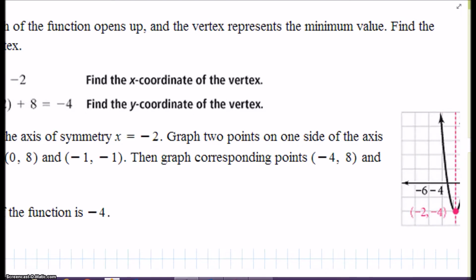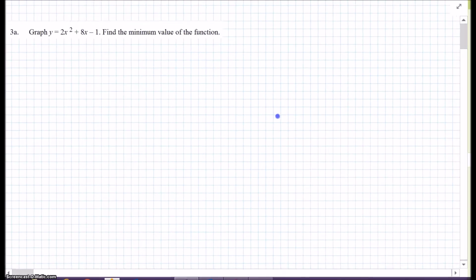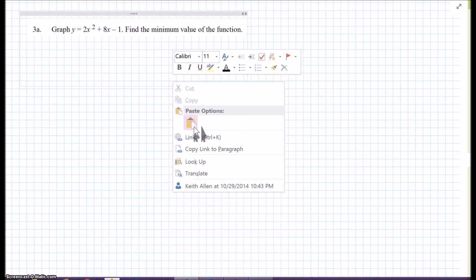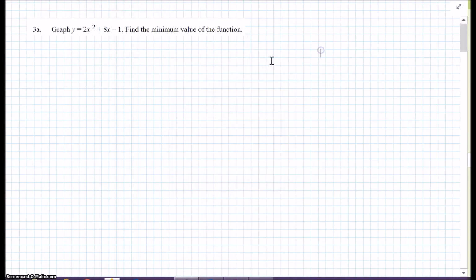So let's move on. Graph 2x squared plus 8x minus 1. Find the minimum value of the function. So we need to find the minimum.